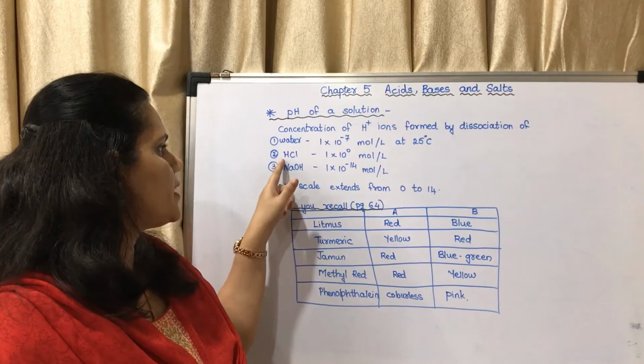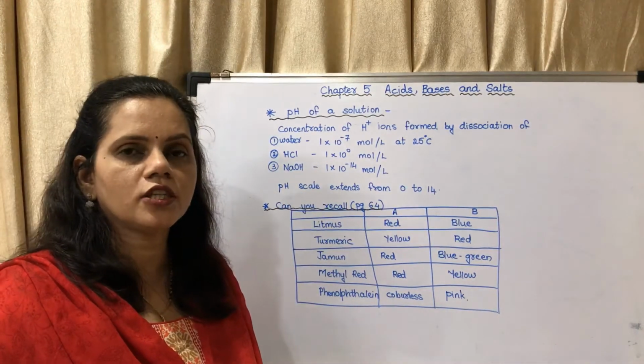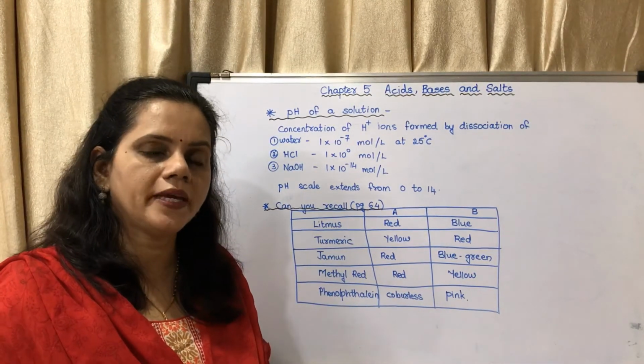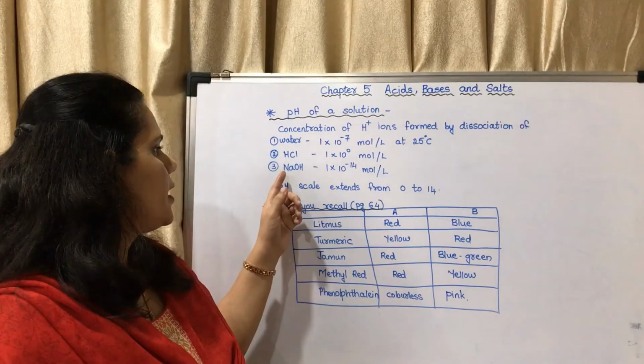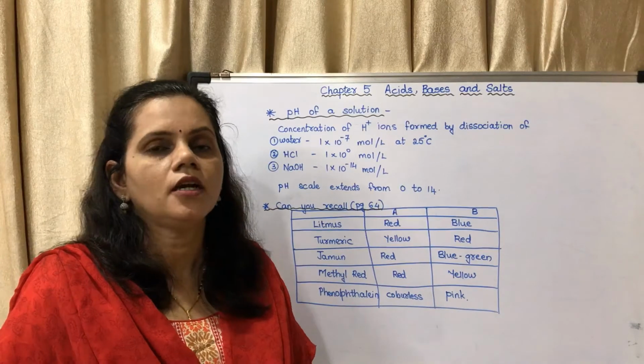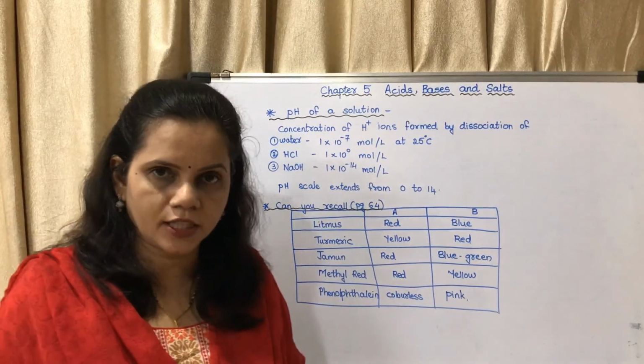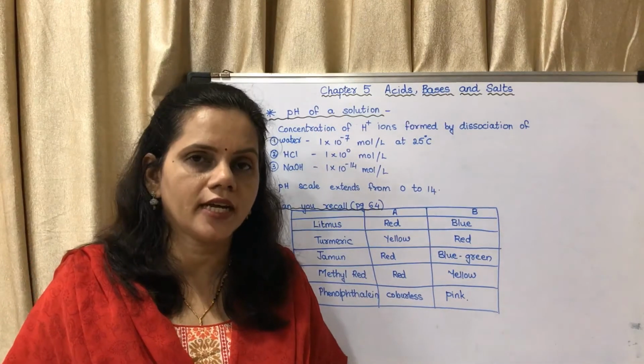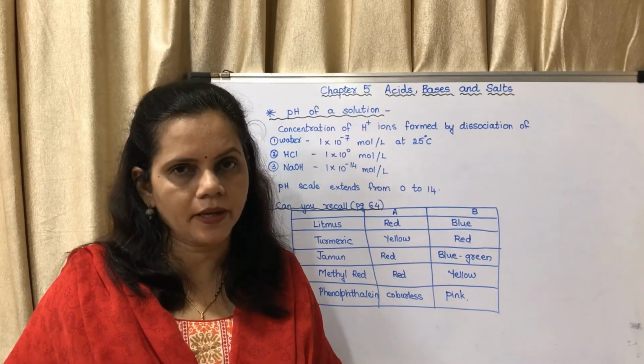Okay. So for HCl, it is 1 into 10 raised to 0 moles per liter. So the pH is taken as 0. NaOH, it is 1 into 10 raised to minus 14 moles per liter. Okay, these are the values given in the textbook. Okay, so according to that you may study. You have to just remember.